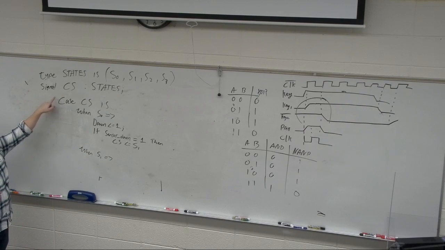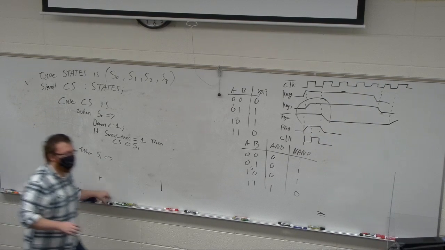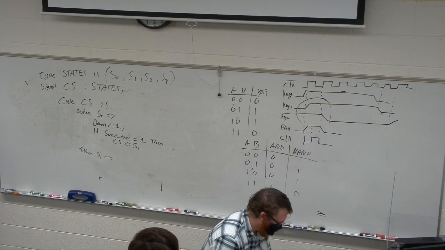Oh, and this needs to be inside of a process. The process on clock if rising edge. Well, I put the type states and the signal in the architecture of the state machine. Like I said, architecture of state machine is. And this is in the same kind of area, the components, and all that. It's not after the begin.